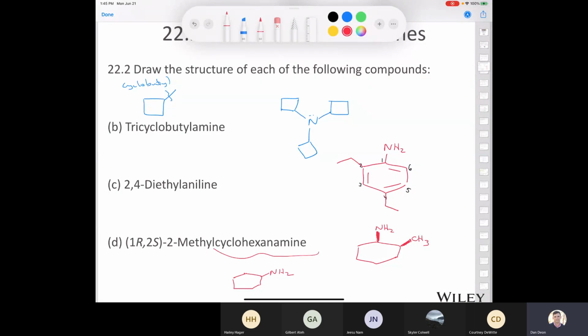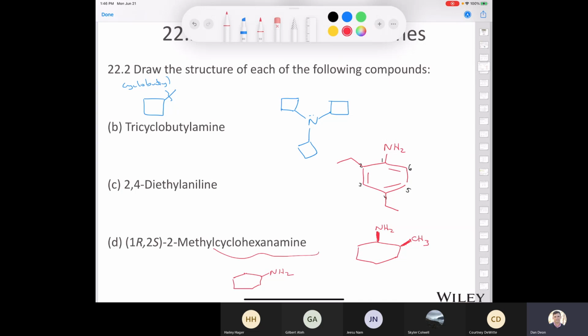Is everybody with me on that? Amine nomenclature, great, thanks, Skylar. All right, amine nomenclature takes a little bit of time. It's not as complicated maybe as the nomenclature of carboxylic acids and their derivatives, which takes forever to get through. But you do need to practice the nomenclature of secondary and tertiary amines for sure.